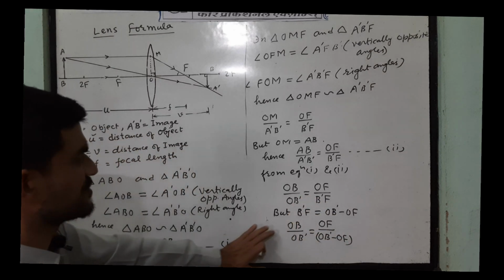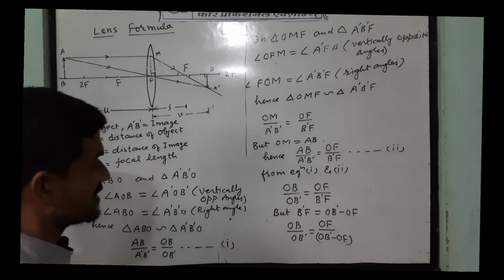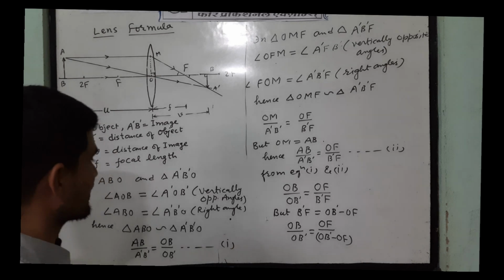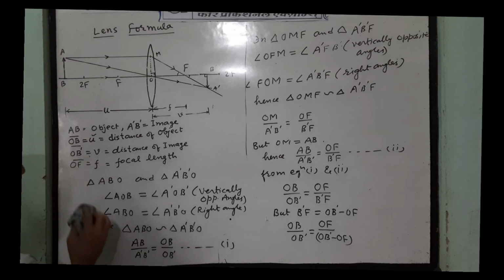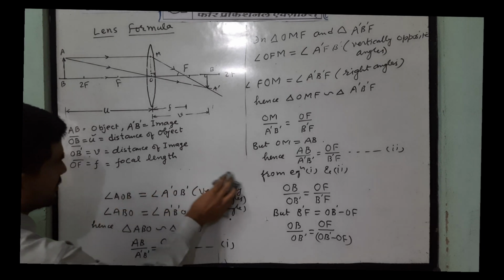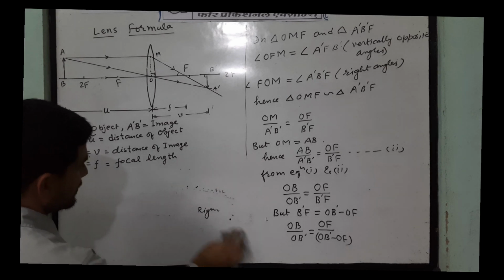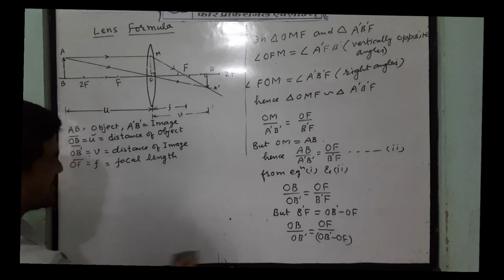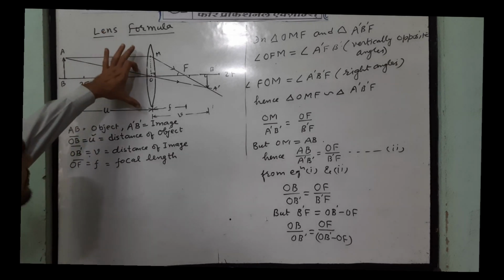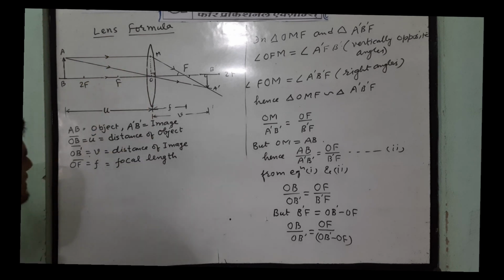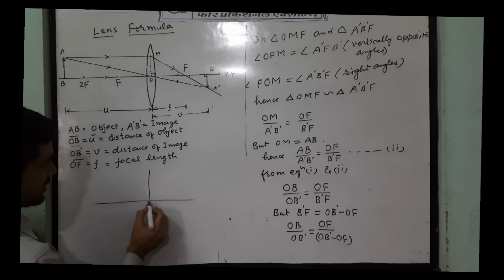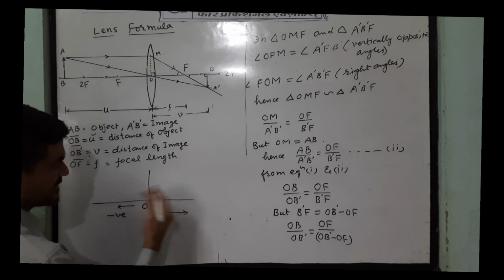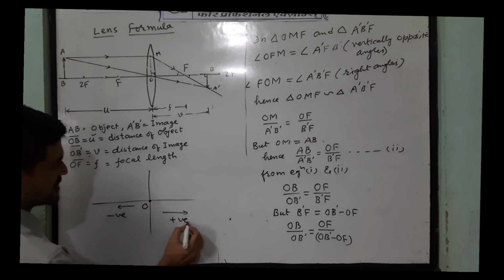Now we shall put the values of all these distances using the proper sign convention. Okay, so what is the proper sign convention? According to the concept, the proper sign convention is that whatever distance is on the left side of the optical center will be considered negative, and the distances which are on the right side of that optical center will be considered positive.